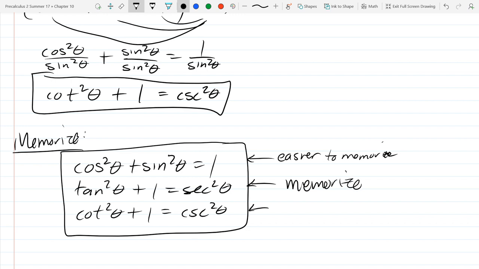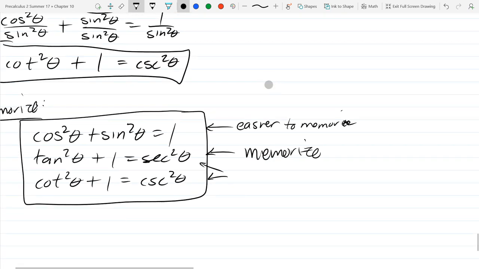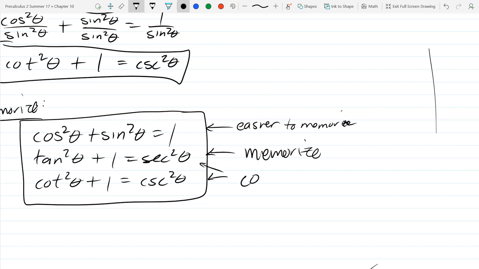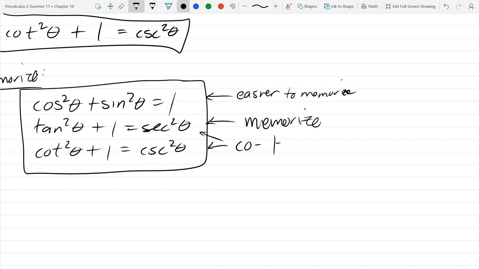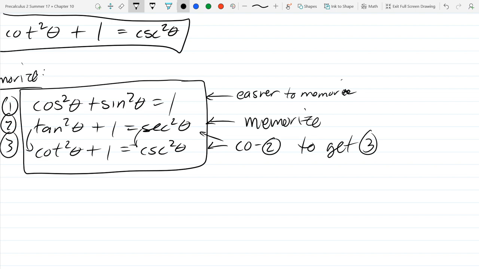Now this last one, if you look, it relates to the one above it. So this last one, you're going to co. So if I label 1, 2, and 3, you're going to co equation 2. So if you can memorize 2, all you have to do is turn tangent into cotangent and secant into cosecant. So if you can get that second one memorized, you basically get the third one for free.